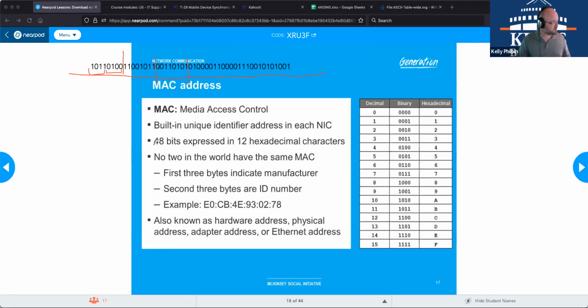So that's what they mean when they're saying this. So there's 48 bits. So 48 ones or zeros. And they break it up into 12 little characters separated by these colons to make it easier to read. So that's essentially what they're doing.